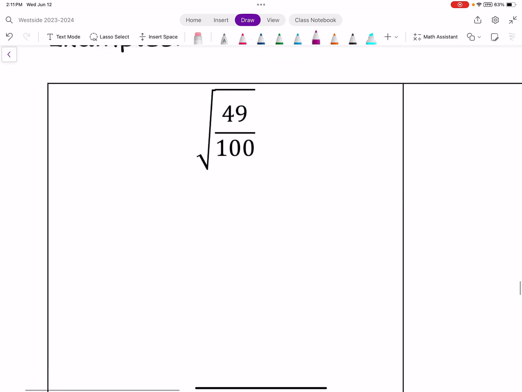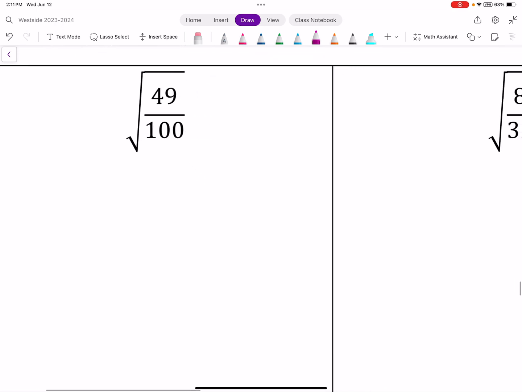So we want to take the square root of 49 over 100. Well, when you have a fraction under a radical, you are actually able to rewrite this using two radicals. So we could have the radical 49 over radical 100. The reason this is helpful is because those are perfect squares. So the square root of 49 is just 7, and the square root of 100 is just 10. So my final answer would be 7/10.